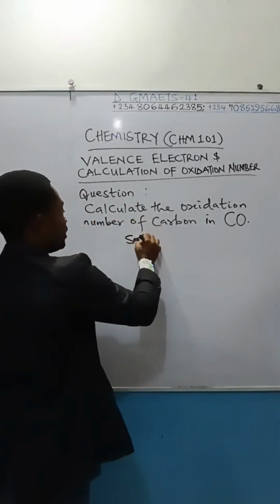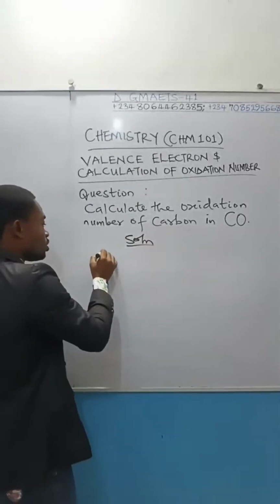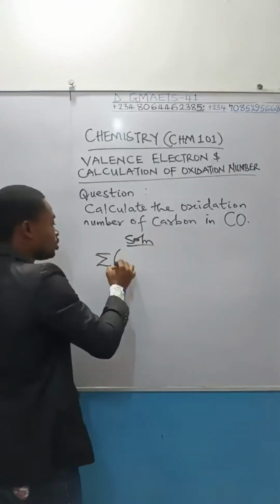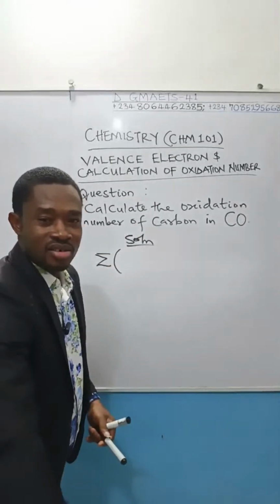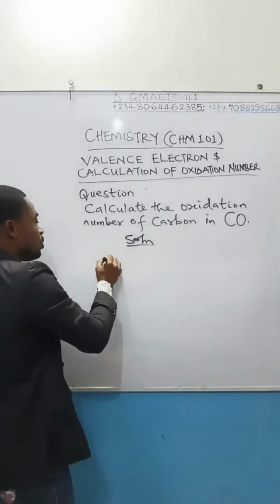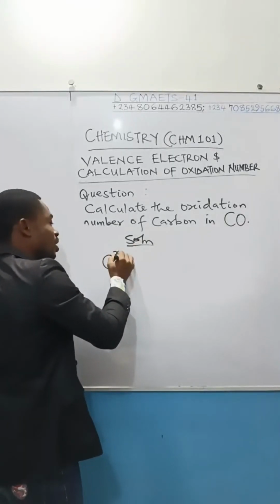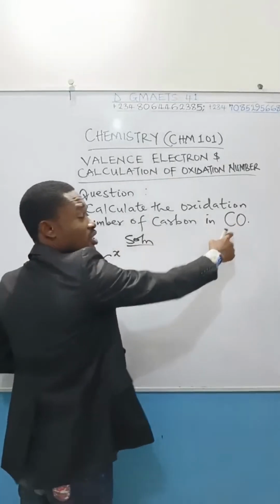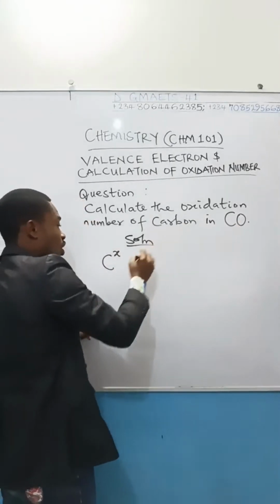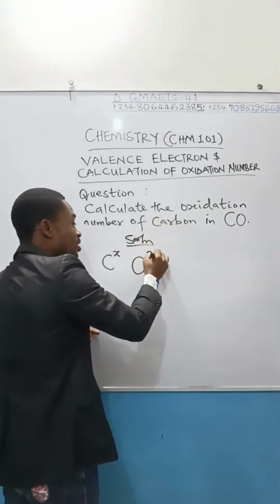Oxidation number of carbon in this compound. So what do we do? Remember the formula. Use the formula summation. Must I write the formula? It's not necessary. I've written the formula already, so I guess you should have it. Let me bring out CO. We are calculating the oxidation number of carbon in this compound, CO. So the next one is oxygen, O. I have to write the valency of oxygen.